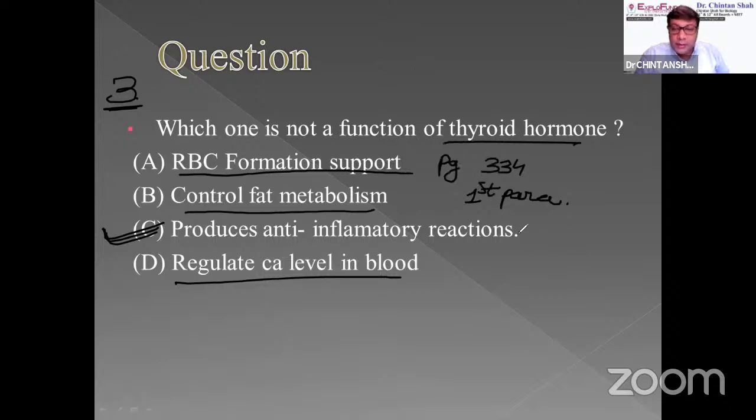So now, can you tell me who this is appropriate for? Who is producing anti-inflammatory reactions? Who is producing this kind of anti-inflammatory reactions? Anyone? Yeah, can you answer this? This is not a function of a thyroid hormone, then it is a function of which hormone? That's what I'm asking.